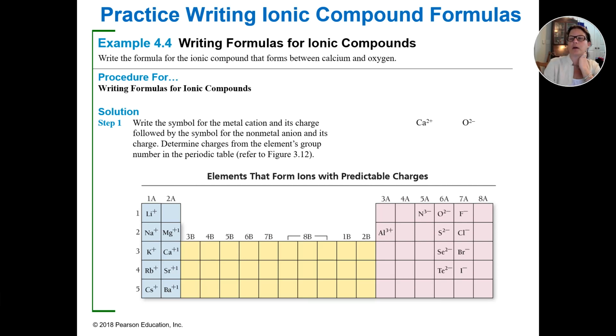So again, calcium and oxygen. Calcium will be 2 plus. I'm just going to review this. All of group 1 will be plus 1. All of group 2 metals will be plus 2. Group 13 metals will be plus 3. Group 14 metals, for the most part, are plus 4, but these two down here can be plus 4 and plus 2, and that's lead and tin.